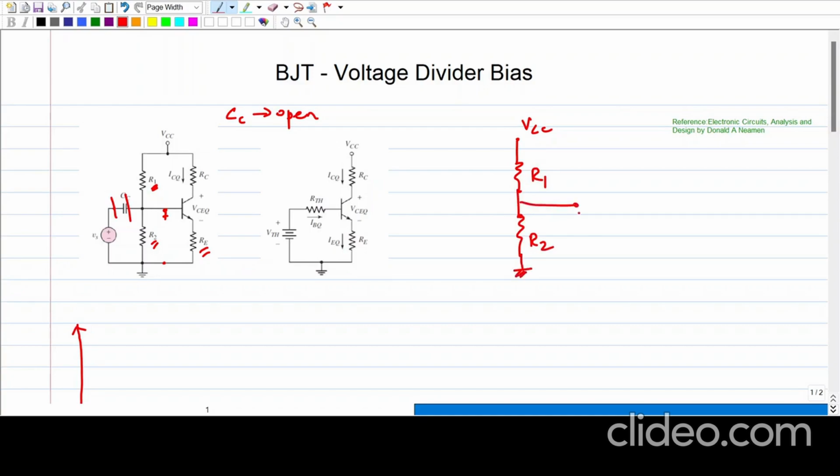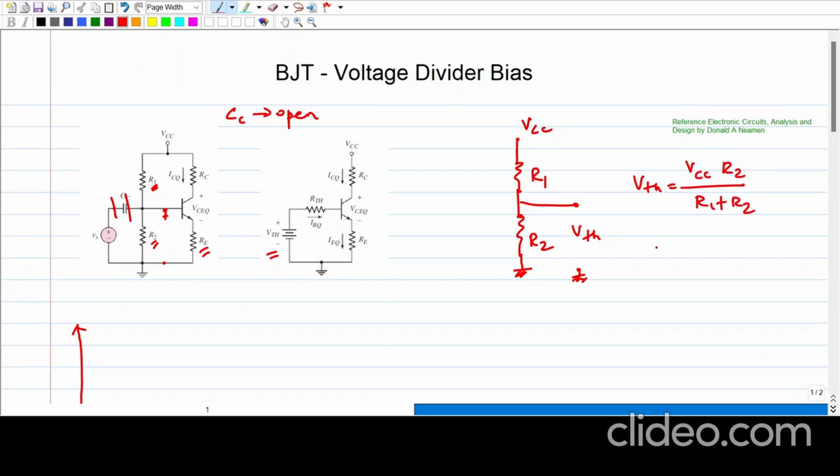So what is VTH? This is VTH. The voltage across this R2 is the Thevenin's voltage. So VTH equals the total voltage, VCC, times R2 divided by R1 plus R2. So this is the Thevenin's voltage.